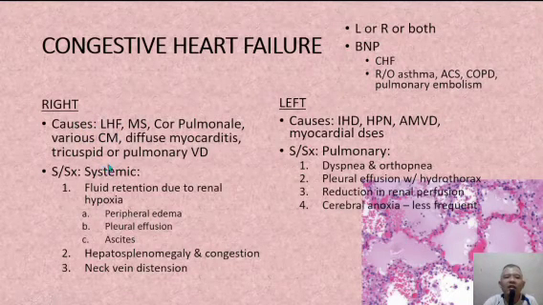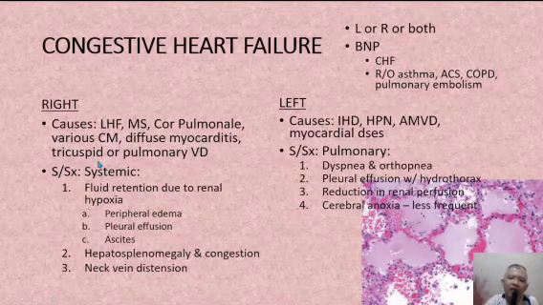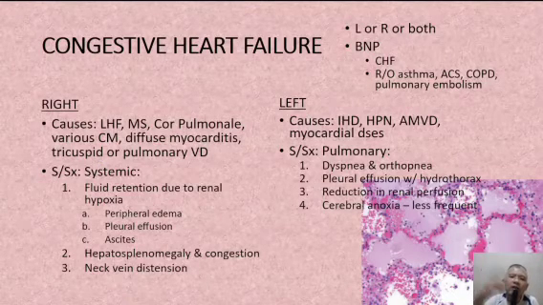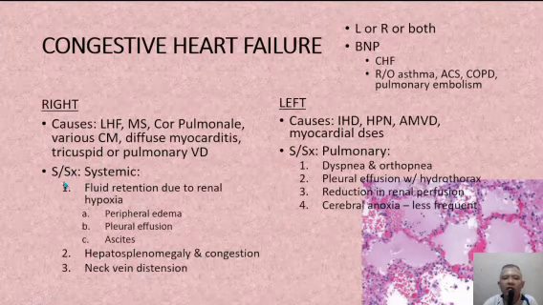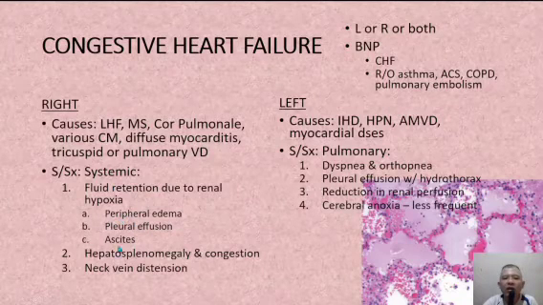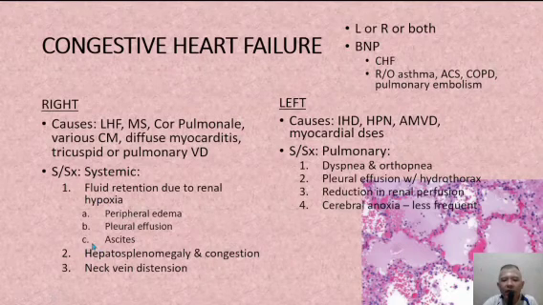And the symptoms of right-sided heart failure. When the right side of the heart doesn't pump anymore, there is a pooling of blood into the previous chamber, which is the systemic circulation. So the symptoms are systemic, such as peripheral edema, ascites, pleural effusion, hepatosplenomegaly, congestion, and neck vein distension. Okay.